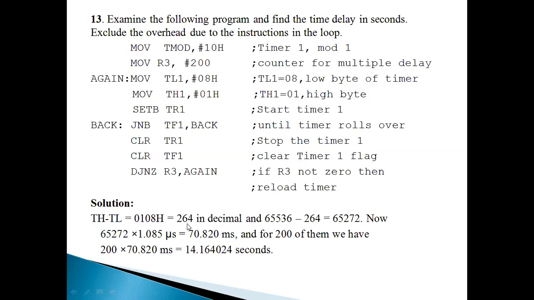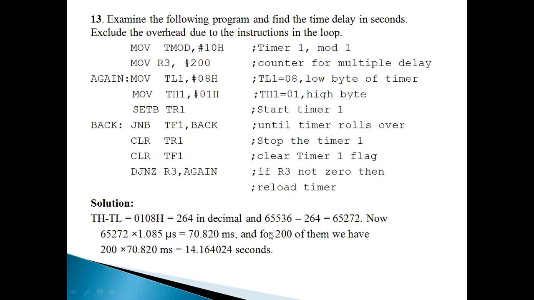So this is the count value. Subtract it from 65,536. We get the answer as 65,272. Now we have to multiply this value by 1.085 microseconds, which will give us the answer as 70.820 milliseconds.